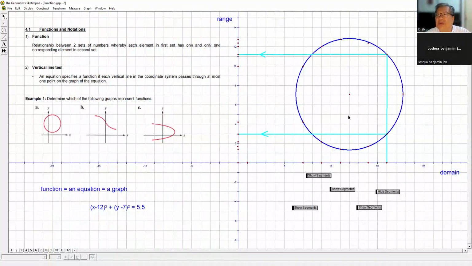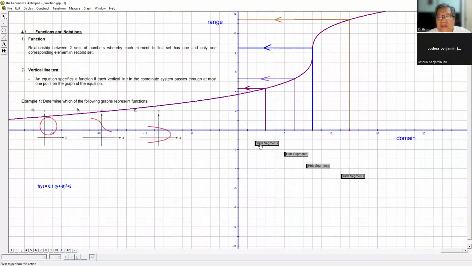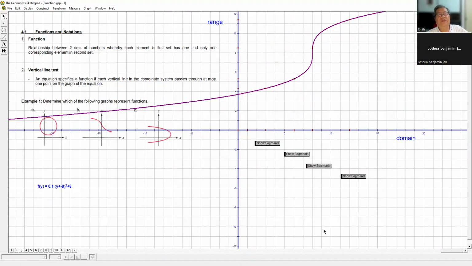Probably it's a relation. It's a relationship between 2 sets of numbers, x and y, but it's not a function. So we look at the next graph like this and try to see whether it is a function or not a function.